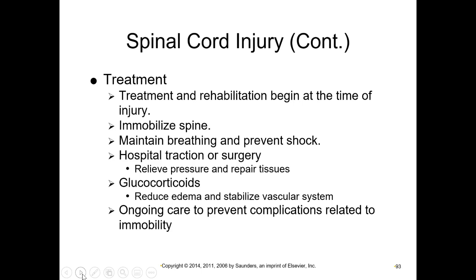Glucocorticoids, there's those drugs again. Reduce edema, stabilize the vascular system. And then any ongoing care that's needed to prevent complications related to immobility as the treatment progresses and as the person begins to heal and recover.